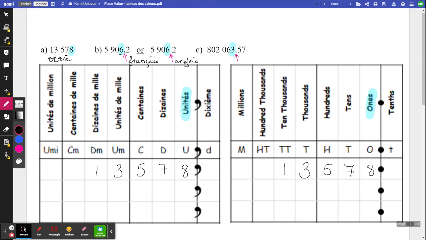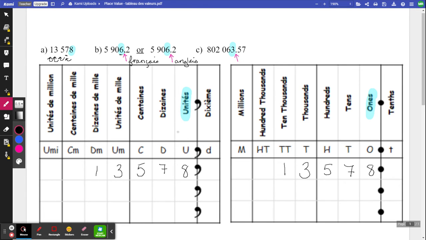In English, it's 5,906 and 2 tenths. So we don't say decimal in English, or point. It's not the proper way, although we might say it in colloquial English. Colloquial means kind of like slang English, okay? In properly reading the numbers, we replace the decimal with the word and.